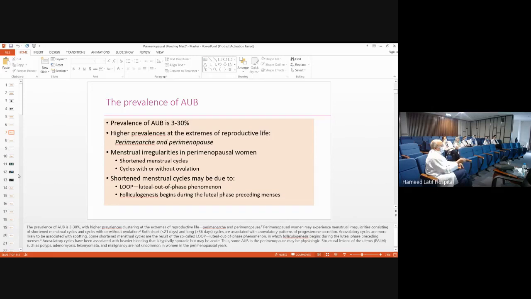At this time of period, in the perimenopausal period, that development may start in the luteal phase of the previous cycle. So that's why that can affect the phase of the development of follicle and the hormonal value.